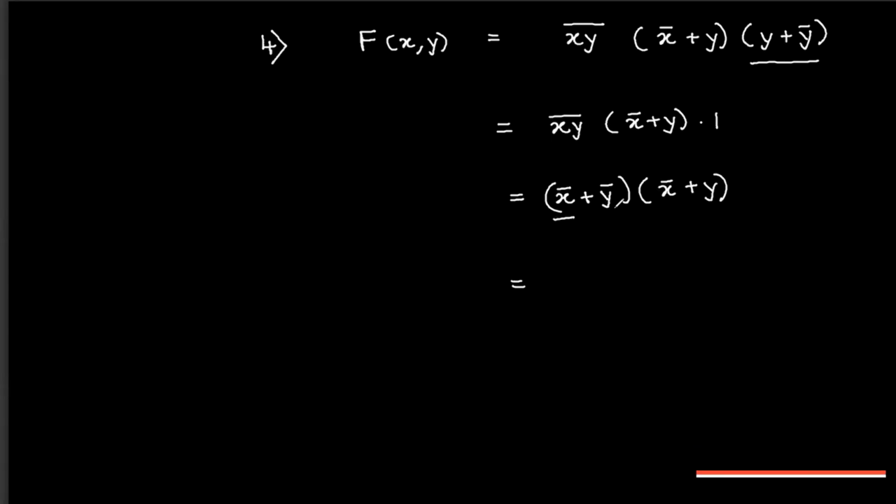Okay, so we have x bar as a, and y bar and y as b and c. Doesn't matter. So this will be equal to x bar plus y bar y. Fortunately or unfortunately, y bar y is equal to 0. Why? It's the inverse law. So x bar plus 0, according to the identity law, is equal to x bar.